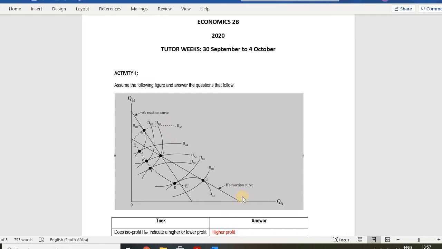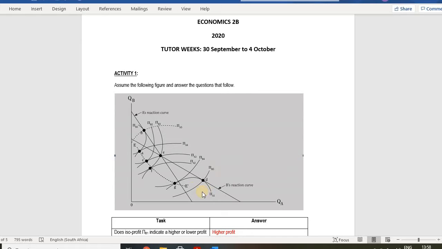And then for firm B, you go to firm B's reaction curve. For firm B, the highest profit realized is at profit B1. This is the profit. The second one B2, the third one B3, B4, and B5.